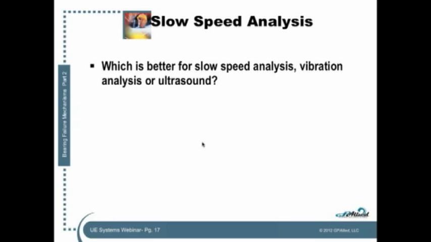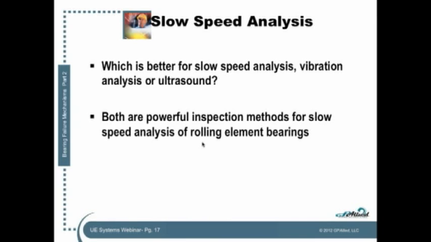We get this question all the time: which is better for slow speed analysis, vibration analysis or ultrasound? Right? Now, there is this movement out there that says, oh, we like the ultrasound because it's quick and easy. Well, there's a trap here, and I want to make sure everybody's aware of the trap so that you don't fall into it, right? Both are powerful inspection methods for slow speed analysis on rolling element bearings.